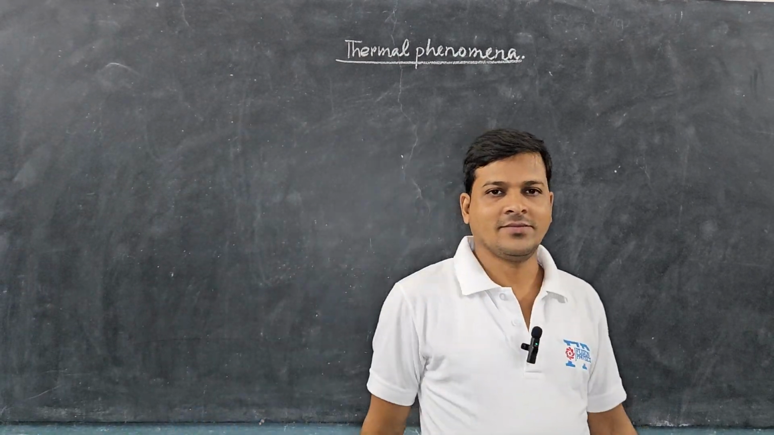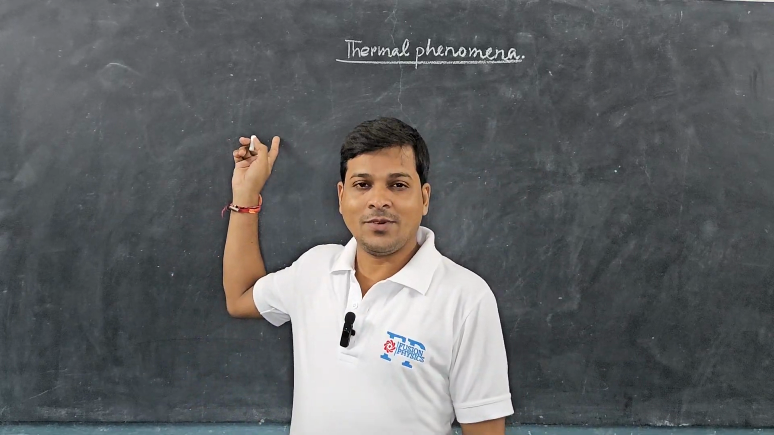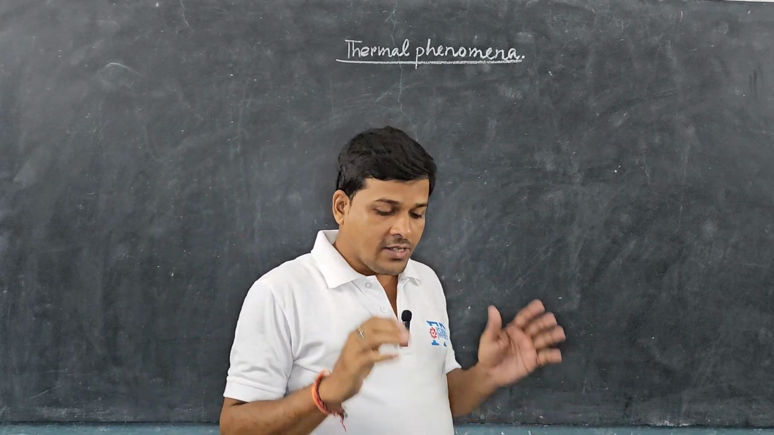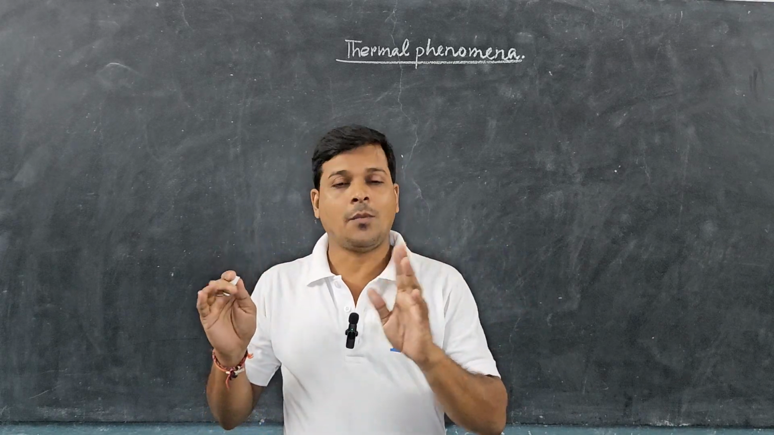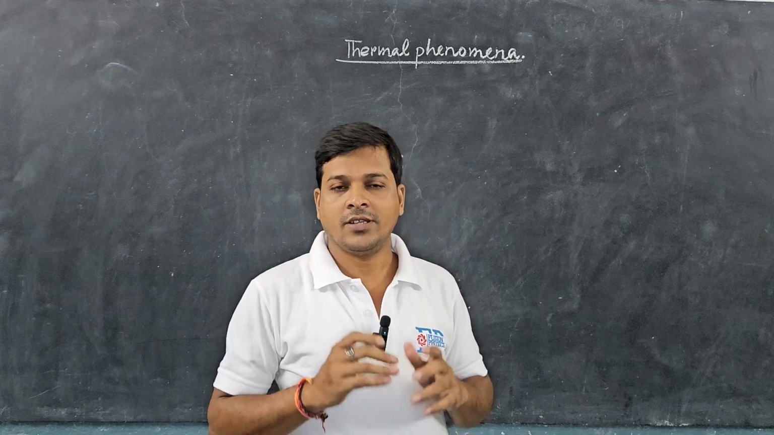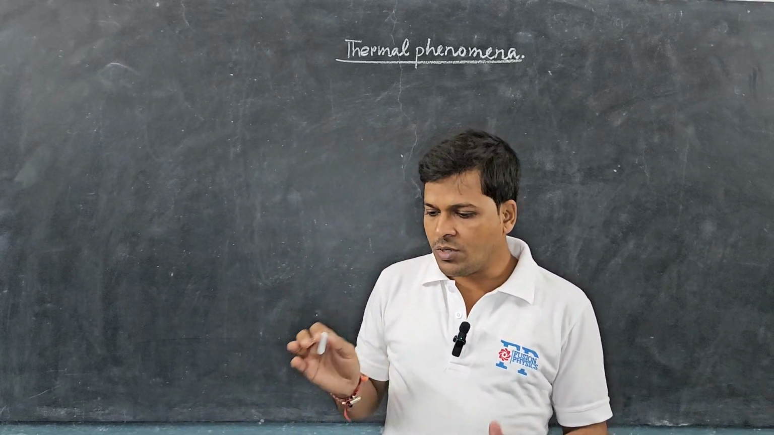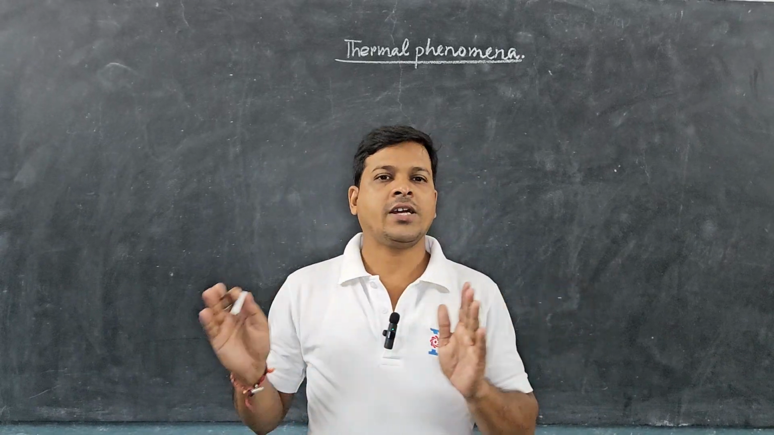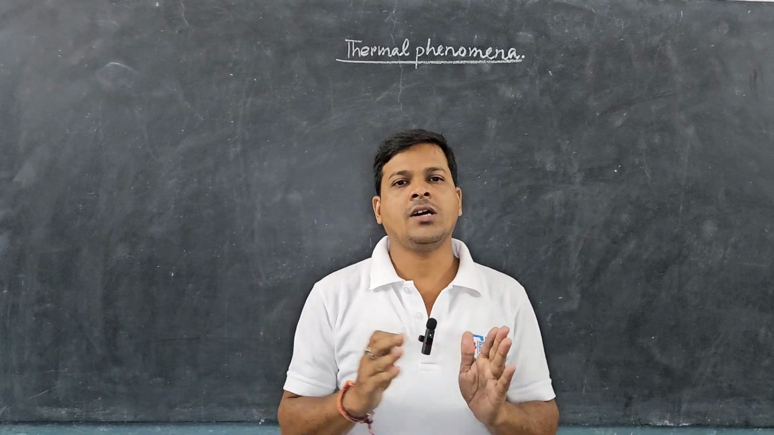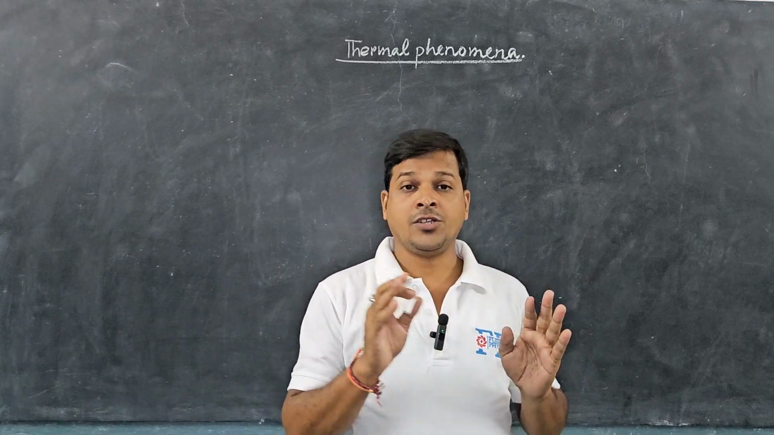Hi friends, in the last video we learned in this chapter, thermal phenomena, the relation between gamma P and gamma V for a gas. In the last video we learned up to this. Now we are going to learn how much amount of heat will flow from one body to another, or one part of the body to another part, and on which factor it depends.